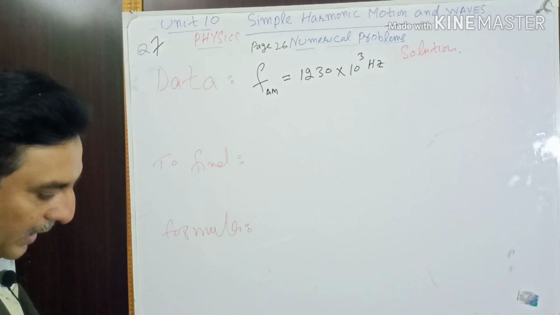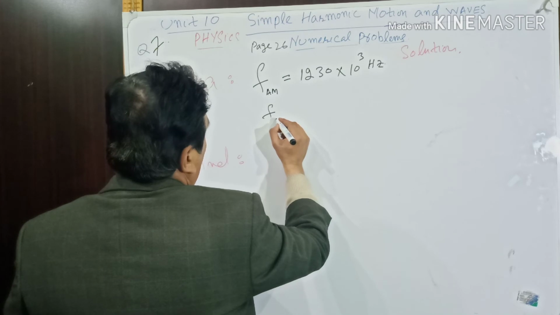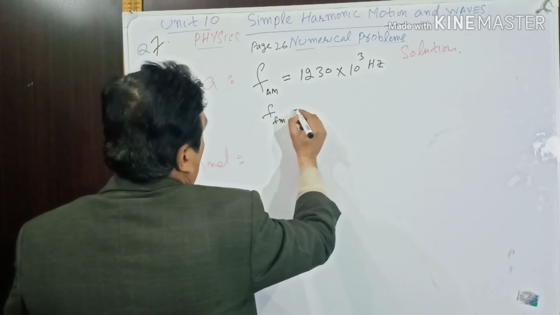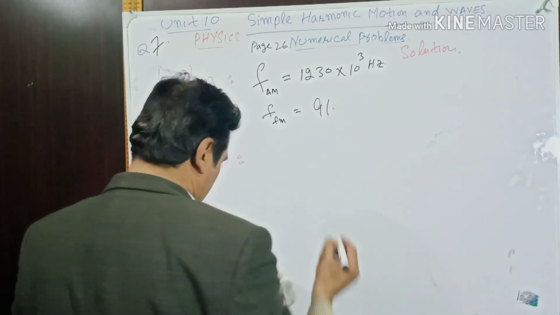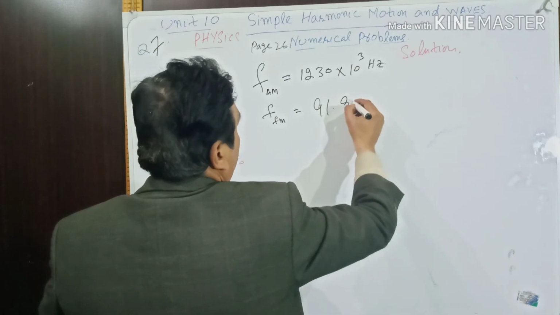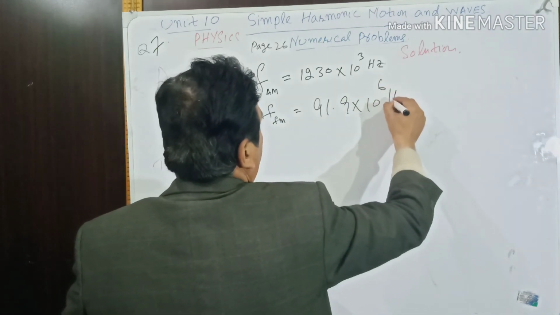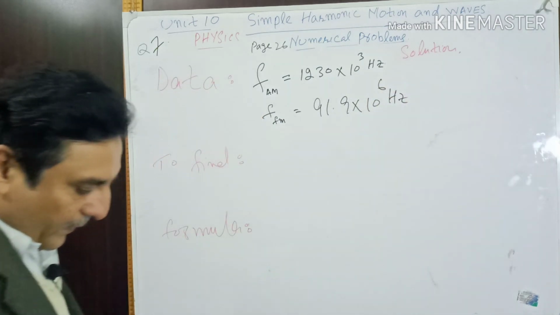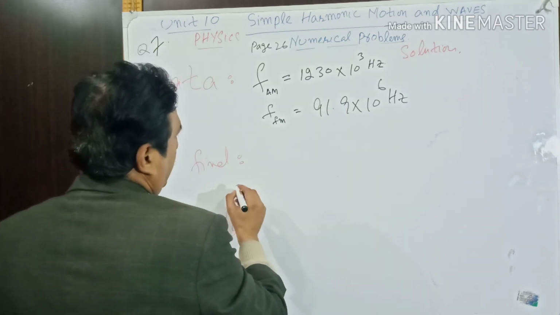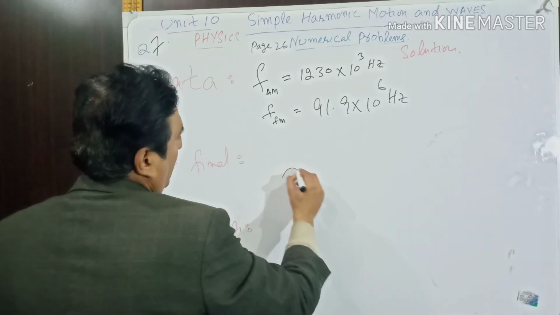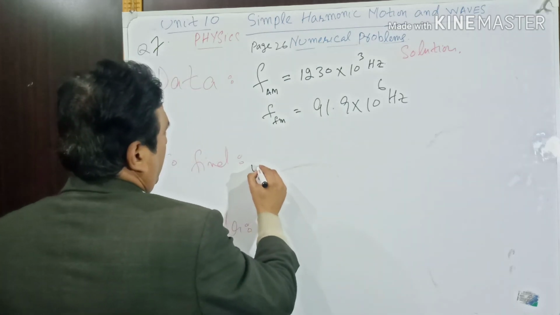And an FM radio wave, whose frequency FM is 91.9 multiplied by 10 raised to the power 6 hertz. Find the distance between adjacent crests, that is, the wavelength. The distance between adjacent crests is actually the wavelength.